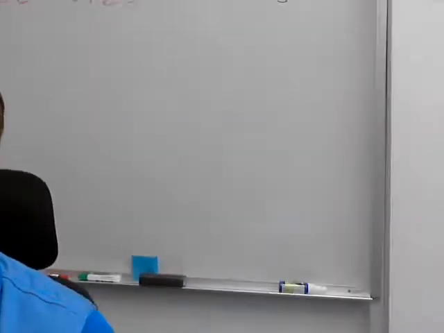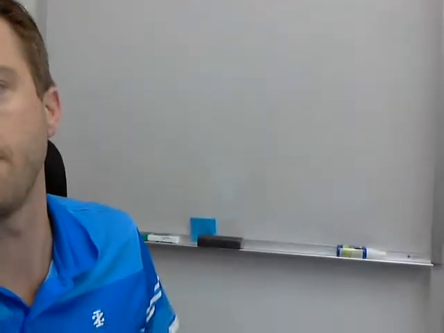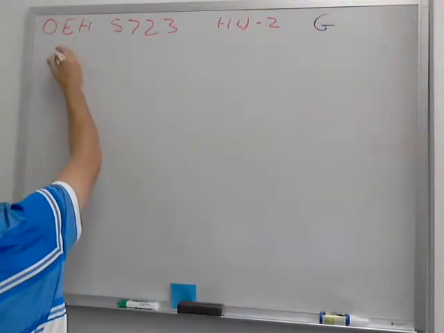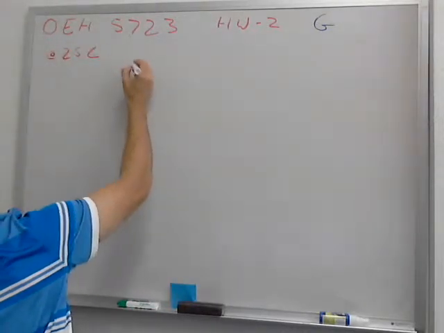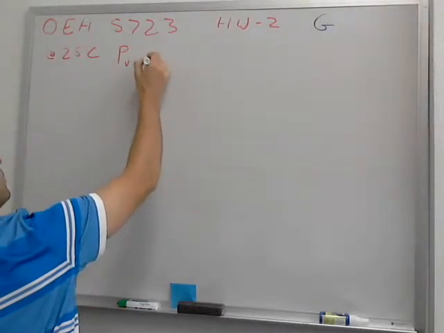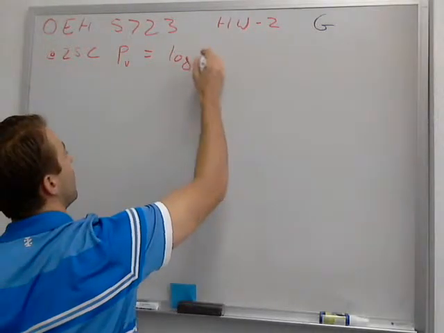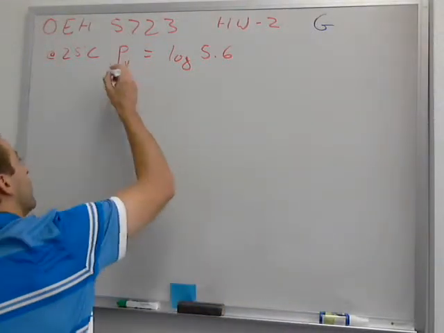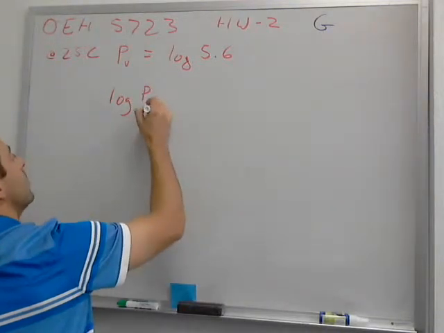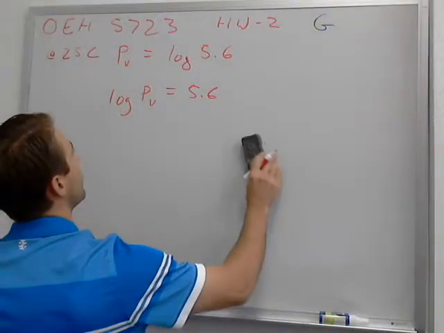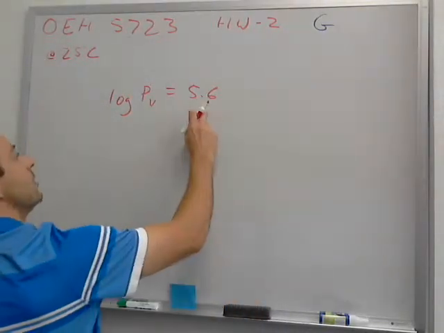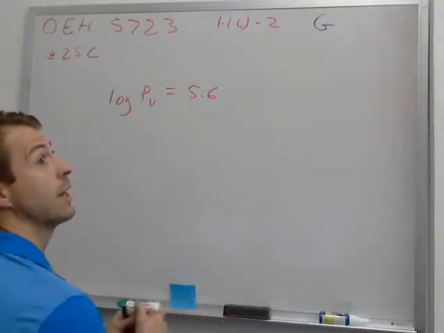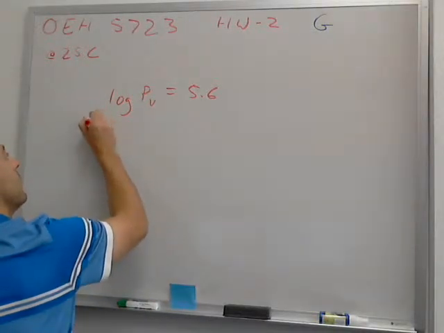Got to zoom back out. Okay. So from the plot, we get that at 25 C, the log of the pressure of the vapor is 5.6, right? It's important for us to note that this is pressure in pascals, so it's the log of the pressure in pascals.